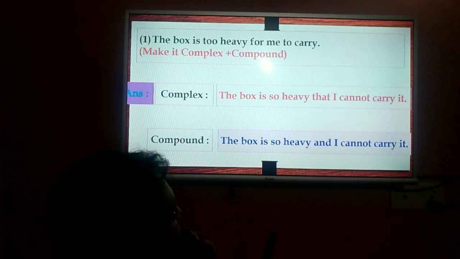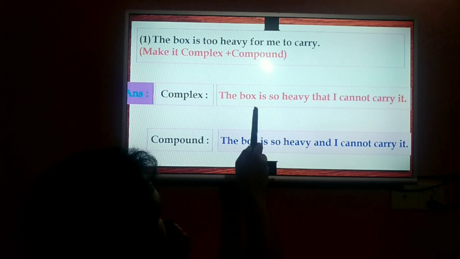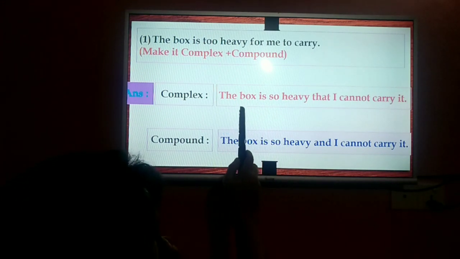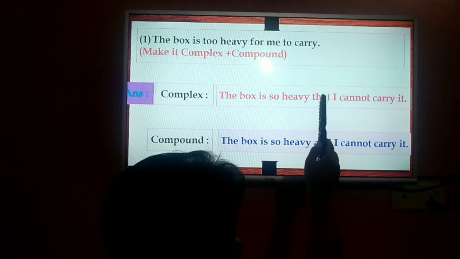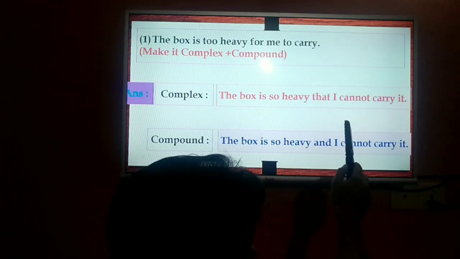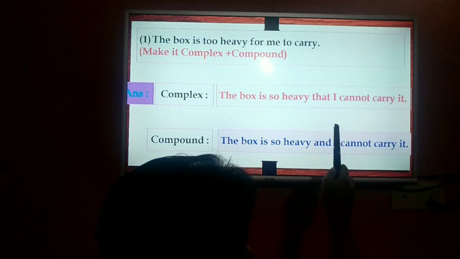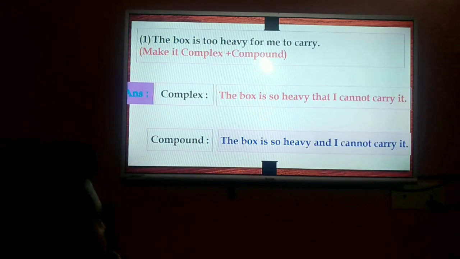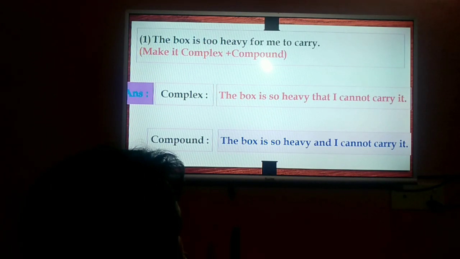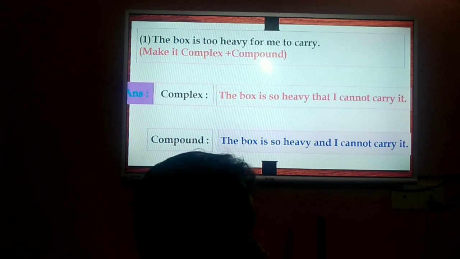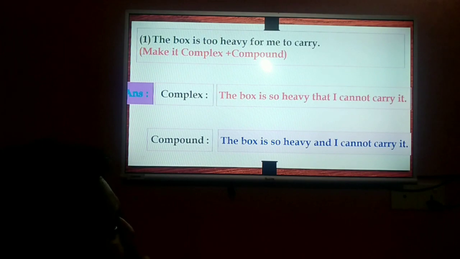The box is so heavy, this sentence is the principal clause, and that I cannot carry it is the subordinate, a dependent clause. Compound: The box is so heavy and I cannot carry it. Here, the box is so heavy is a principal clause, and is the coordinator, and I cannot carry it is a principal clause.